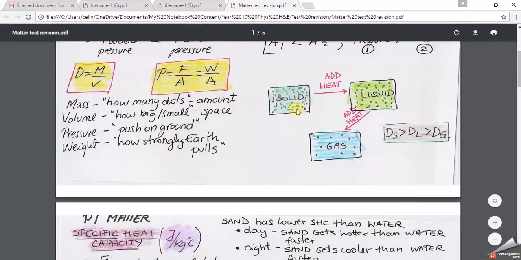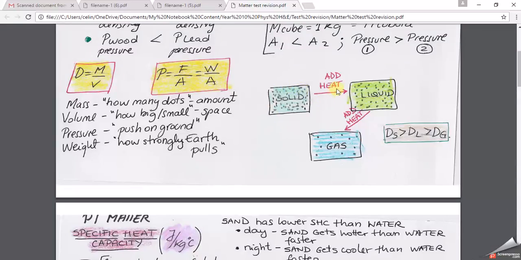Now, if we have the states of matter, as I look at the solid, there are lots of dots in a solid. That means there are a lot of particles in a solid substance. If I'm adding heat, heating up the solid, the solid will become a liquid, which means the particles will spread out a little bit. There will be fewer particles in that specific area. And then if I'm adding more heat, it will become gas. And in gas, we know that the particles just move away wherever they can. The density of the solid is larger than the density of the liquid, which is larger than the density of a gas.